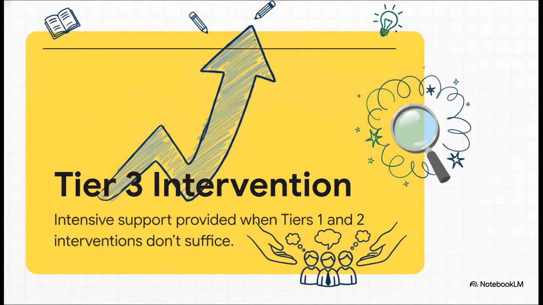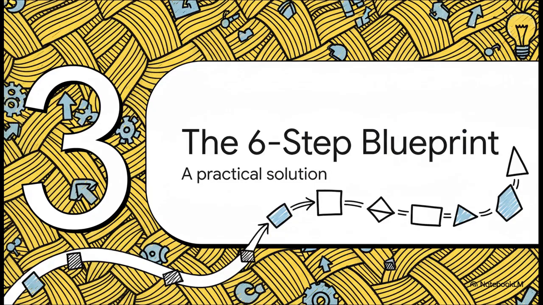And rounding it out is Tier 3. This is where you get really intensive, individualized support. It's for those students who need the most help, when that core lesson and even the targeted group work aren't quite enough.